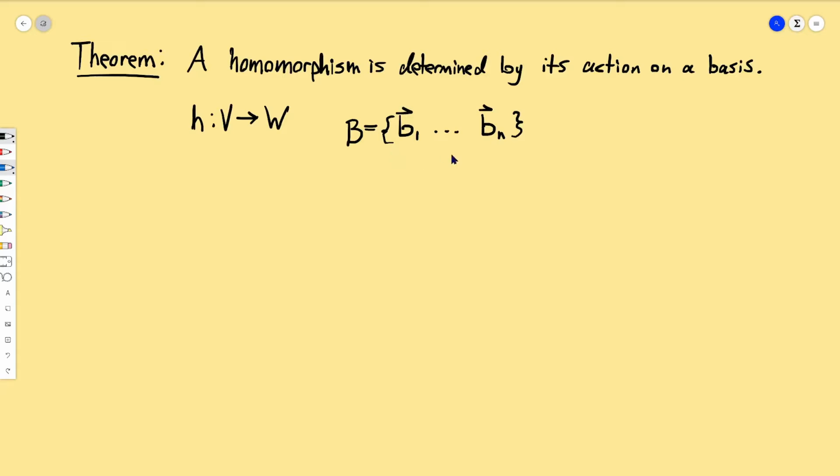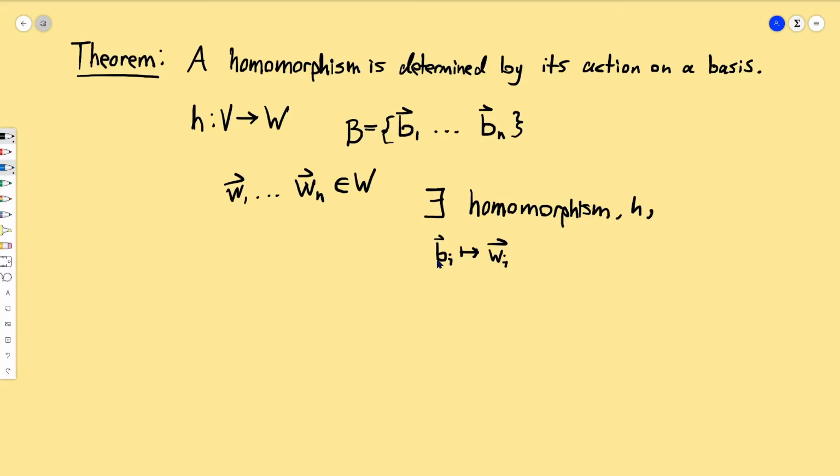So specifically, if this is a basis for V, and then I have a set of vectors W1 to Wn in W, just any set of n vectors in W, not necessarily a basis. It doesn't even need to be a set of distinct vectors. If this is the case, then there will always exist some homomorphism, which we've called H, where each domain basis vector Bi is sent to a corresponding vector Wi in this set of n vectors in W. Specifically, that is going to be a unique homomorphism.